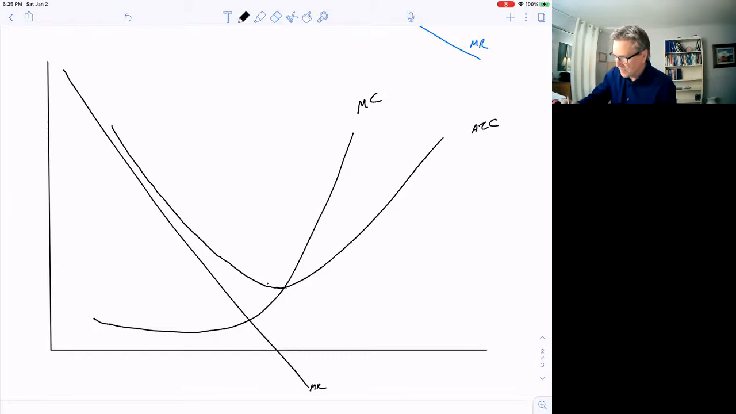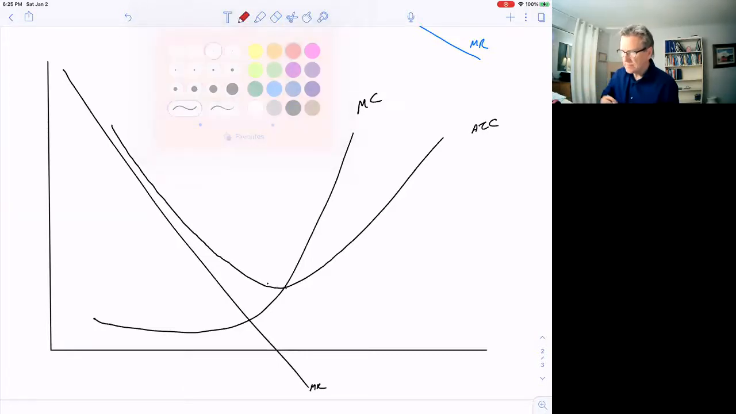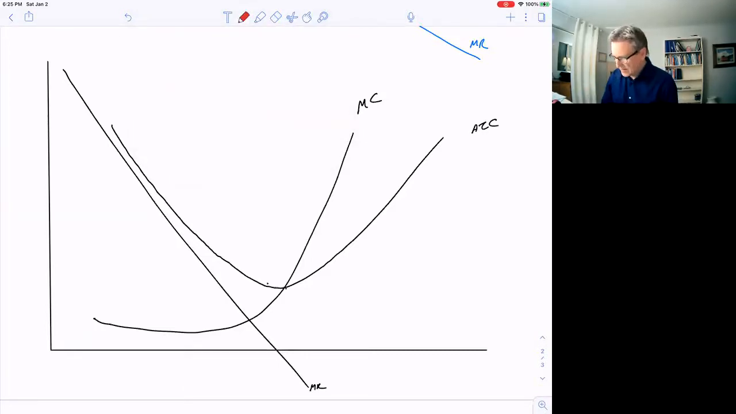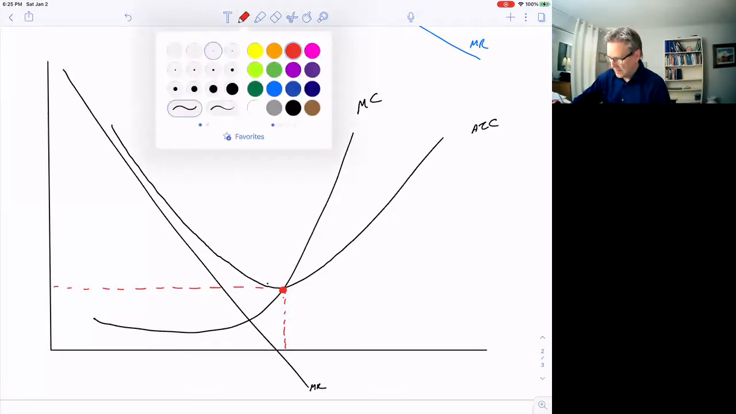Now, under perfect competition, the long run price is going to be the price here, the minimum of the average total cost curve, where there's no profit. And the quantity would be there. So you can see here that the price is going to be right here, where there's zero profit being made.